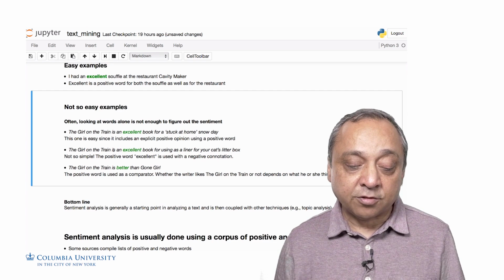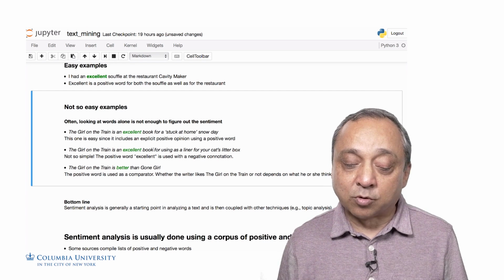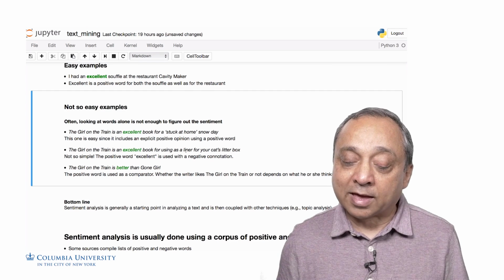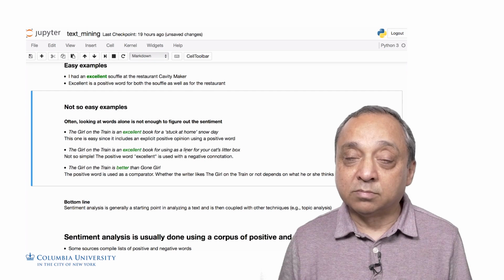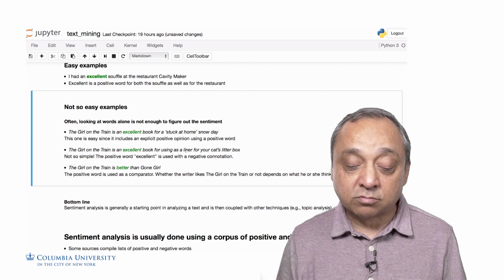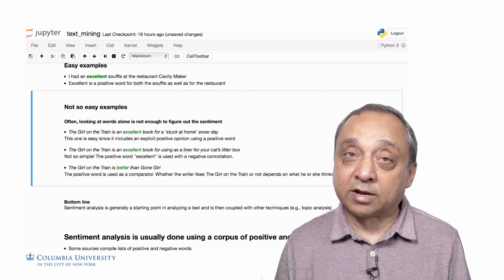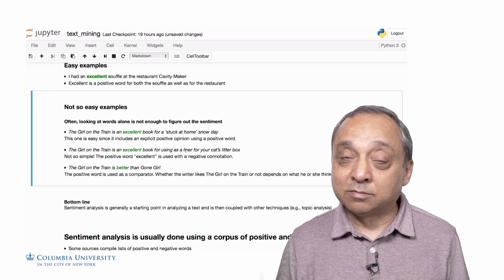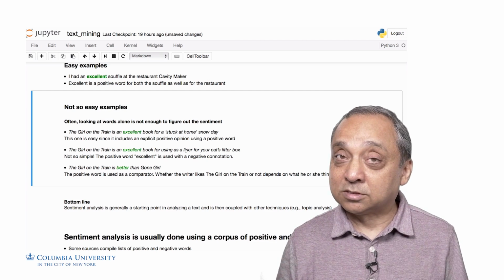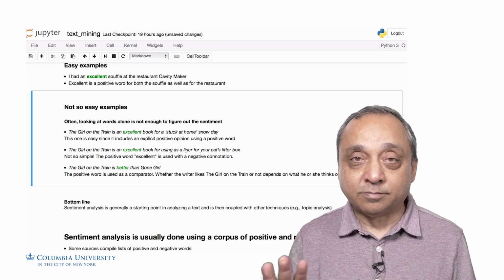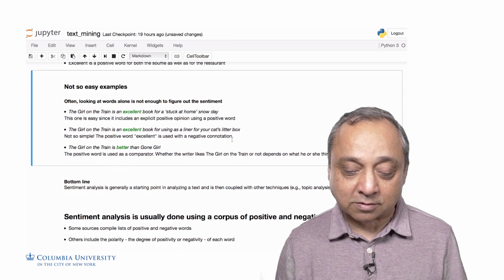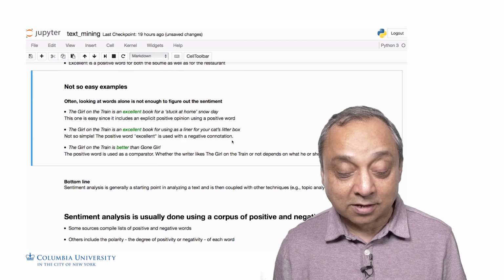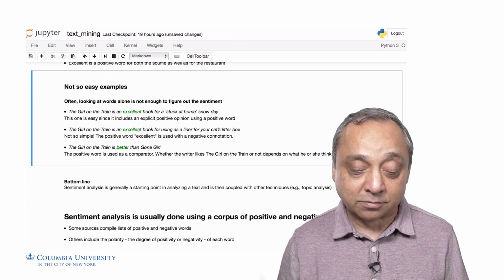However, if I say The Girl on the Train is an excellent book for using as a liner for your cat's litter box. Now clearly, if this comes up in a review, it would indicate that the reviewer did not like The Girl on the Train, right? Because they want to use it for something a book is not intended to be used for. Just to be clear, I actually enjoyed the book a lot. It's a great book, but this is an example.